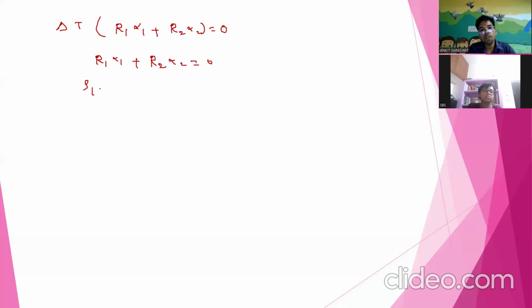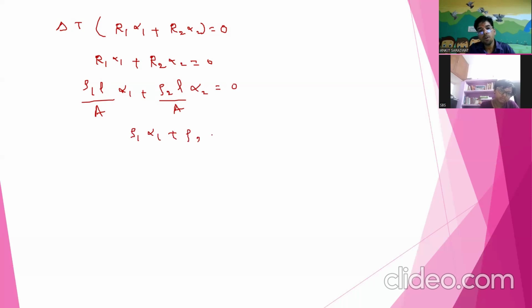Then what is R1? R is rho L by A, so R1 is rho 1 L by A. We take the area of cross section also constant. R2 will be rho 2 L by A. This L by A is common, so we take it to the left side. We get rho 1 alpha 1 plus rho 2 alpha 2 equal to 0. See the relation.